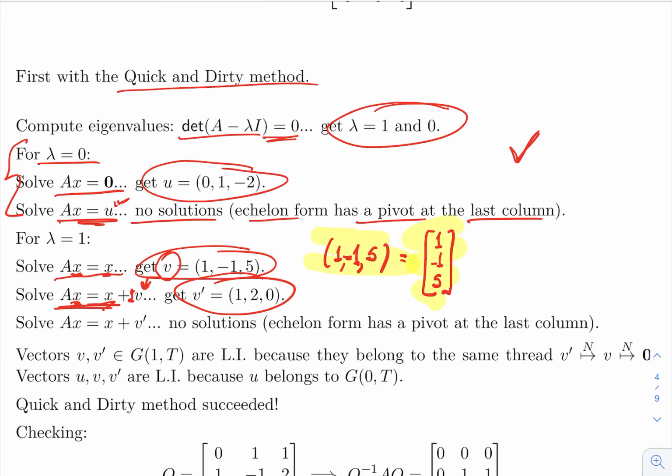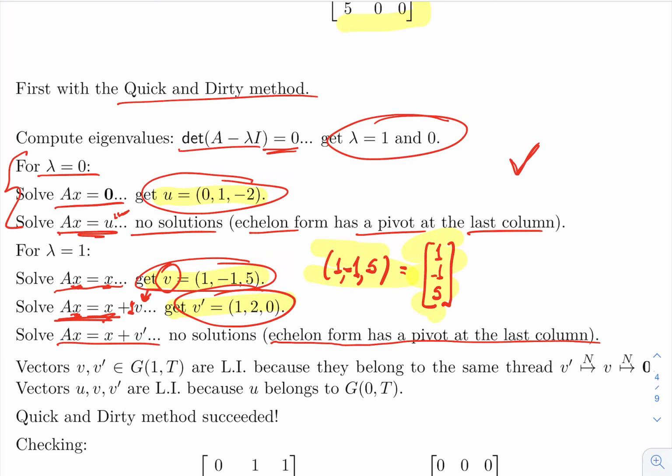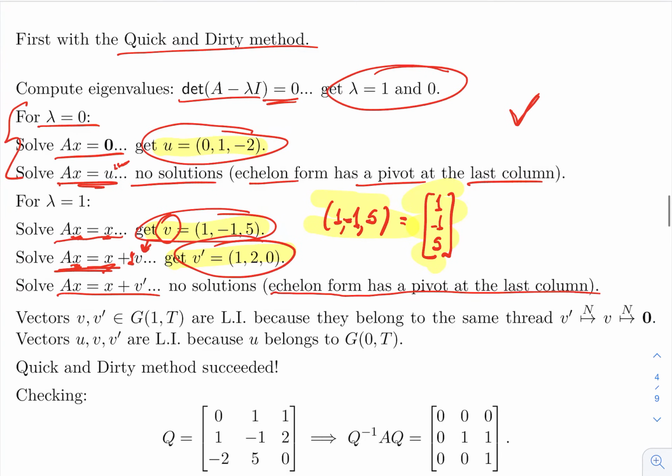Then we find the solution. And then we do one more time, and we see it has no solutions. And again, because the echelon form of the system will have a pivot in the last column. And now we stop and we just look, we got 3 vectors. We got 3 vectors for a 3 by 3 matrix. So it looks like we succeeded. Are these vectors linearly independent? Well, they are actually. Why?